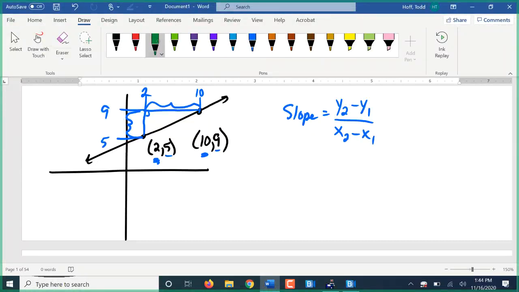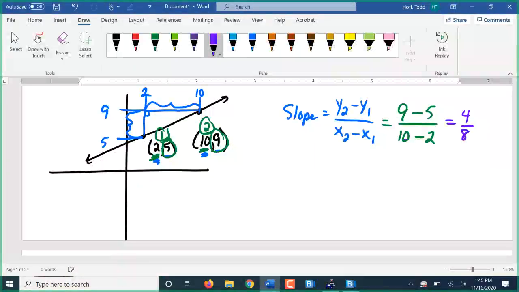So to actually put these in the formula, we have to label our points, point 1 and point 2. y2 is point 2, the y coordinate, so that'll be the 9, minus y1 is point 1, the y coordinate, so that'll be 5, over x2 is point 2, the x coordinate, which is the 10, minus x1 is point 1, the x coordinate, which is the 2. We subtract: 9 minus 5 is 4. 10 minus 2 is 8. Both of those can be divided by 4, to give us a 1/2 slope.